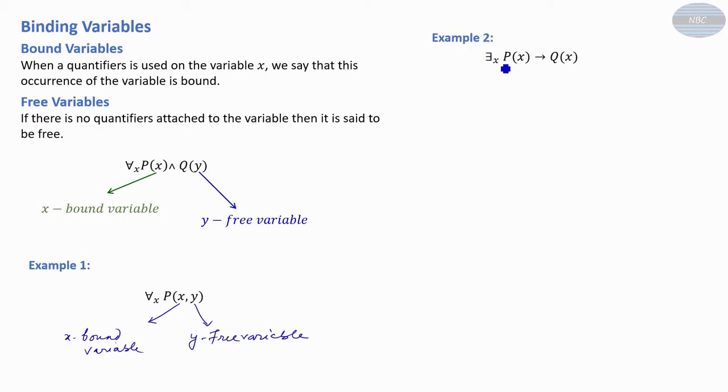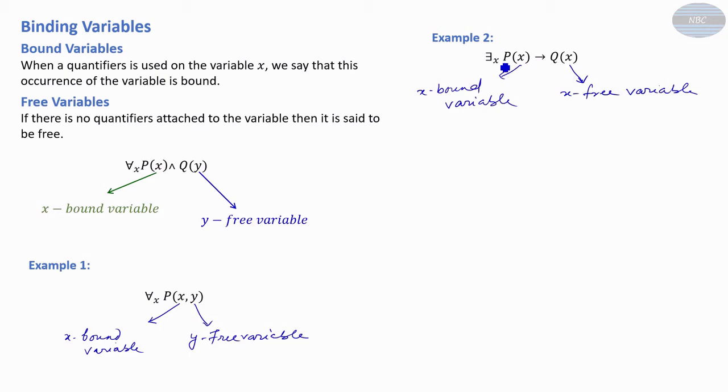Come to another example. Here we have there exists x, P(x), Q(x). It is slightly confusing, but you have to be careful here. Here x is called a bound variable. Let me write down x here so it will be very clear. So x is called a bound variable here, but this x is called a free variable. So there is a confusion here.